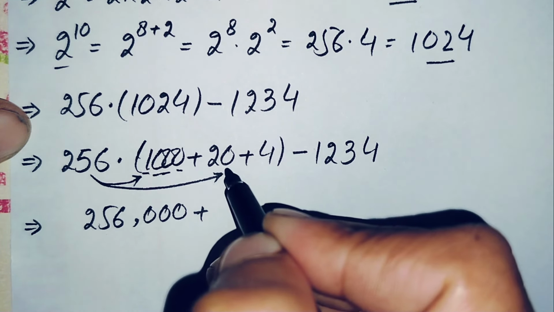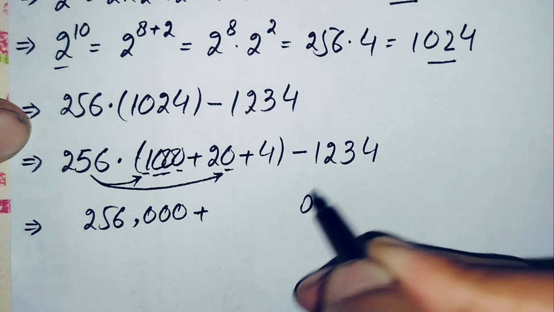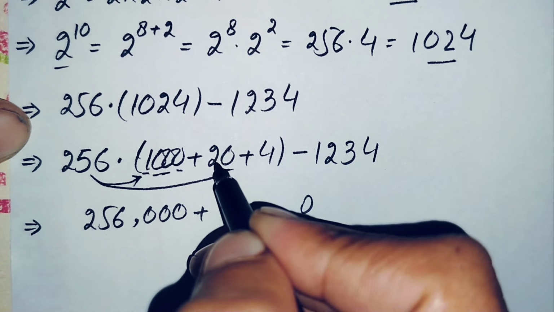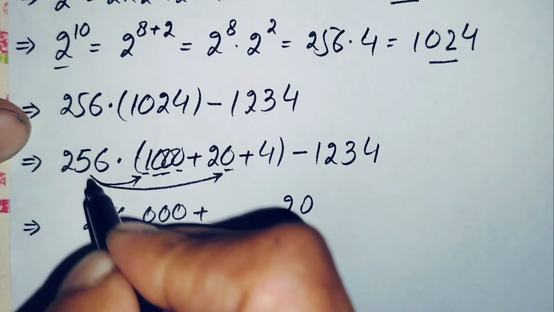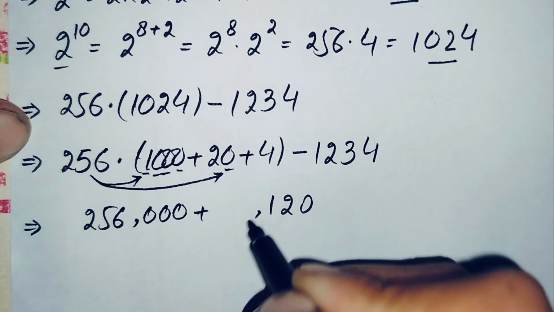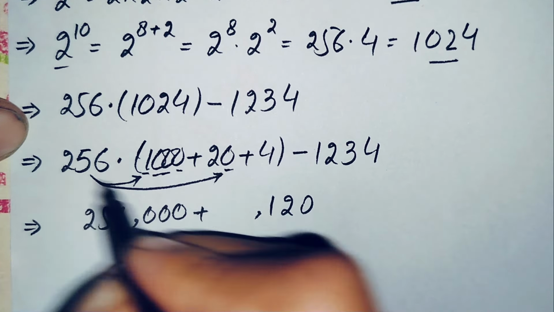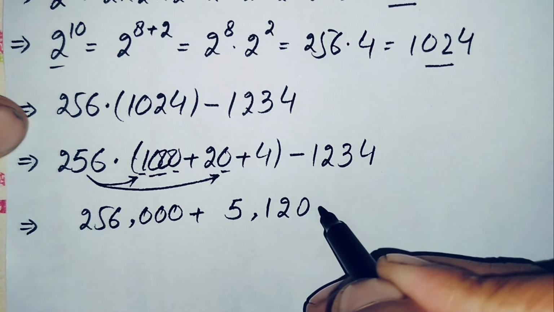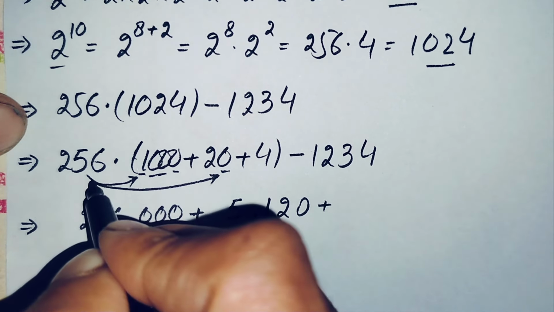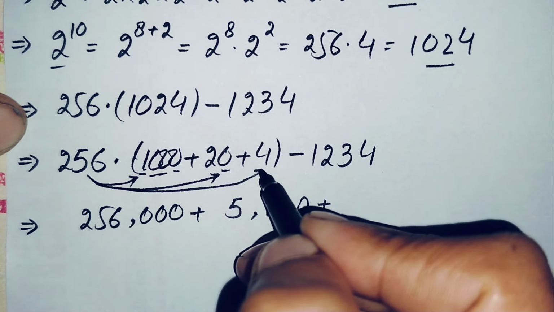So 256 times 0 is 0. 256 times 2: 2 times 6 is 12, so 2, and 1 will be carried. 2 times 5 is 10, 10 plus 1 is 11, so 1, and 1 will be carried. 2 times 2 is 4, 4 plus 1 is 5. So this gives us 5,120, plus you will multiply 256 with 4.